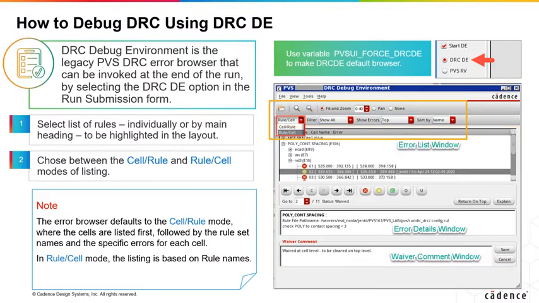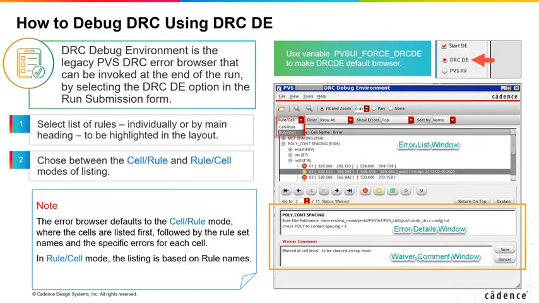There are a couple of modes of error listing: cell/rule and rule/cell. The error browser defaults to the cell/rule mode, where the cells are listed first, followed by the rule set names and the specific errors for each cell. In rule/cell mode, the listing is based on rule names. You can toggle between the modes using the drop-down options at the menu bar of the debug environment. Other options available at the menu bar include an error filter option, to show errors at top level, cell level or edit and place levels, or error sorting.